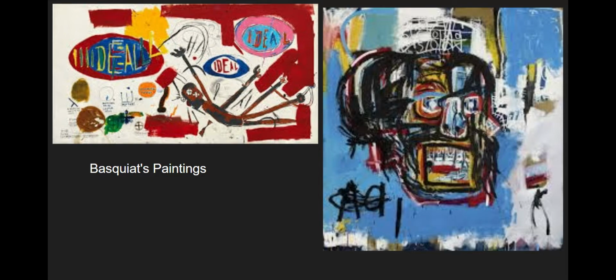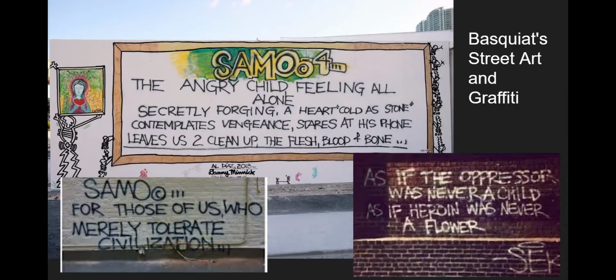These are some of Basquiat's paintings that are very famous, and he uses his art as an example of how abstract culture can be. These are some examples of Basquiat's street art and graffiti.